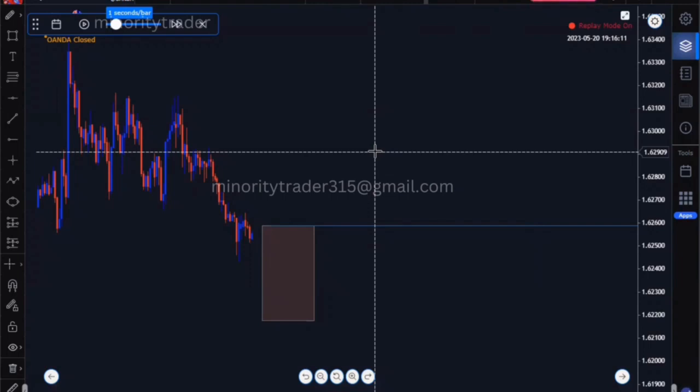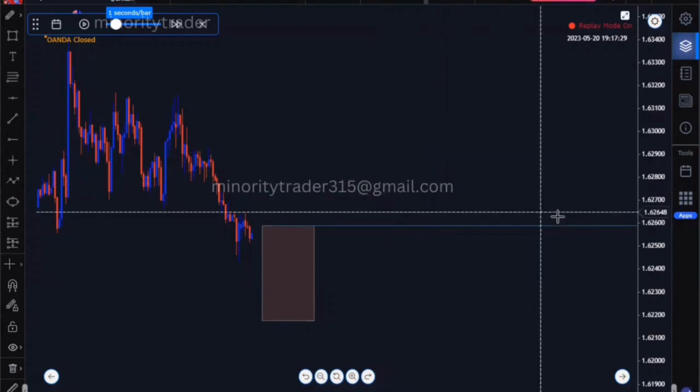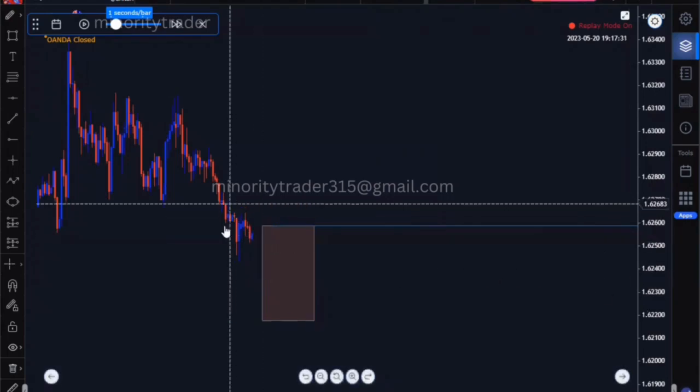I only trade during the New York market open. That is when we look for our trade opportunities. So let's play this out and see how you would have identified that pattern after it has already happened.